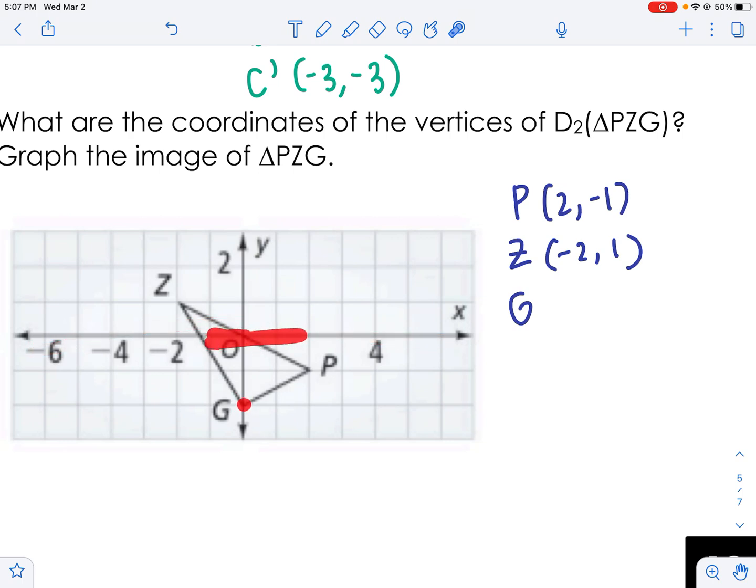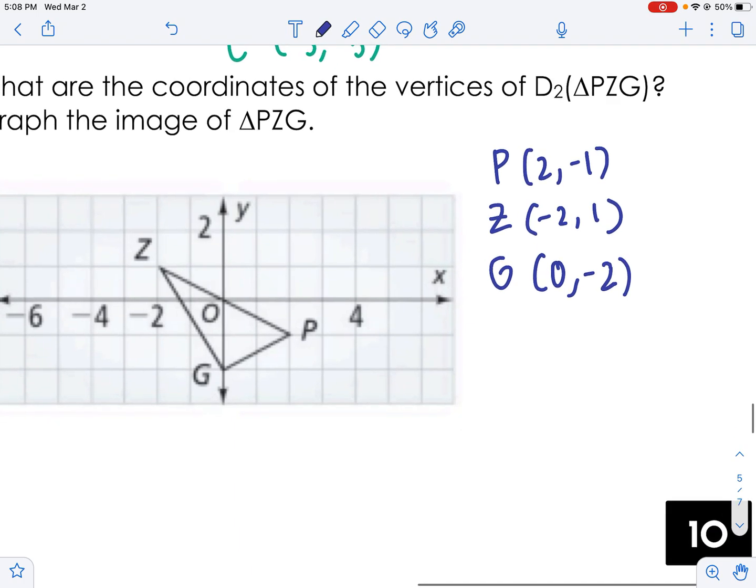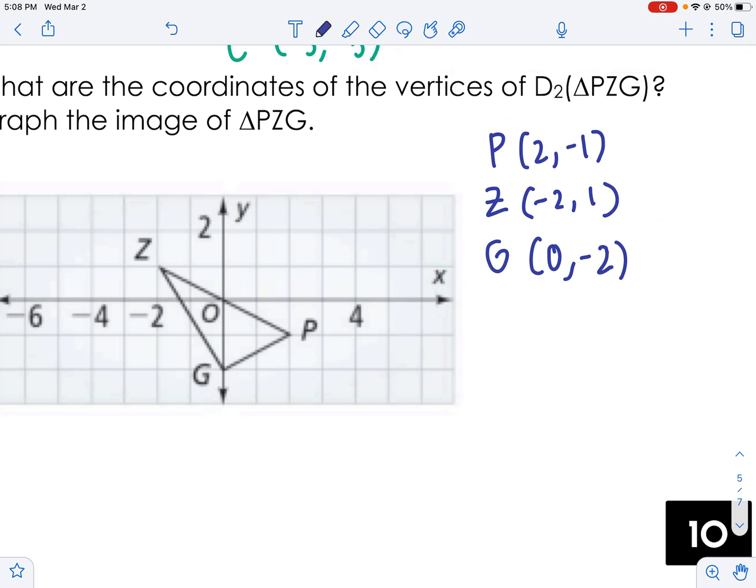So this one doesn't run at all. Point G doesn't run at all. So that would be 0, so 0, and then it goes down 2. So that would be 0, -2. I know that tends to throw some students off that we're doing X and then Y.